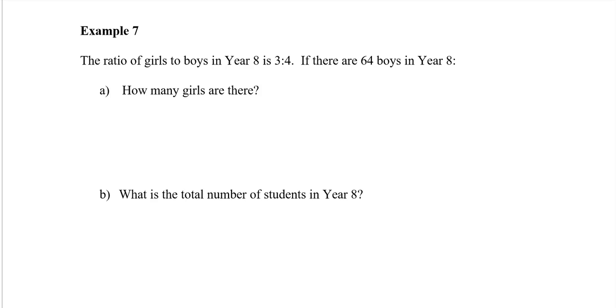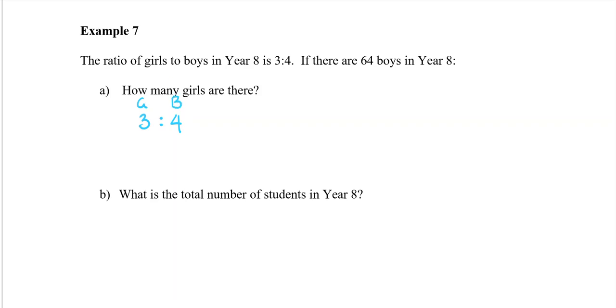So this is a different type of question, and we need to set this up a little bit differently. There are 2 ways that I'm going to show you to do this, and you might pick your favourite, but let me show you both of them. First of all, the ratio 3 to 4 represents girls for the 3 and boys represent the 4, because that was the order that it was written in.